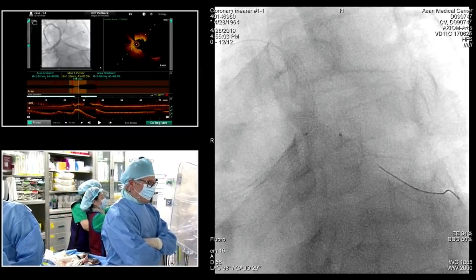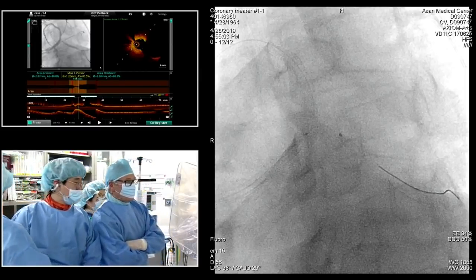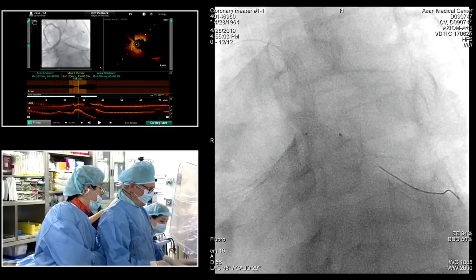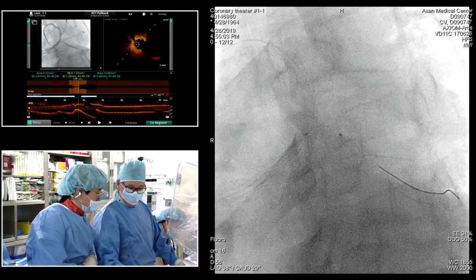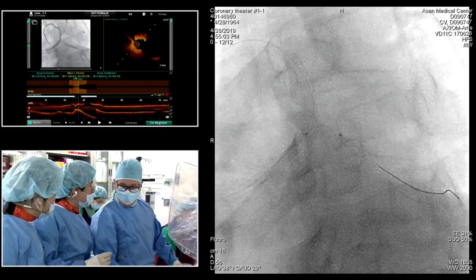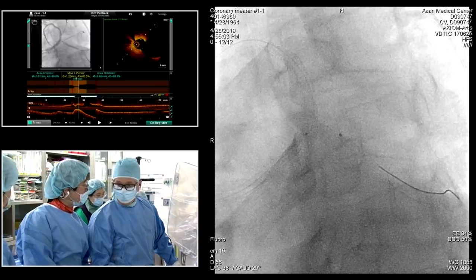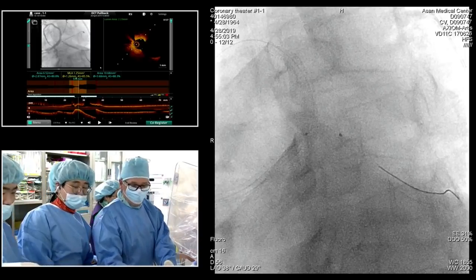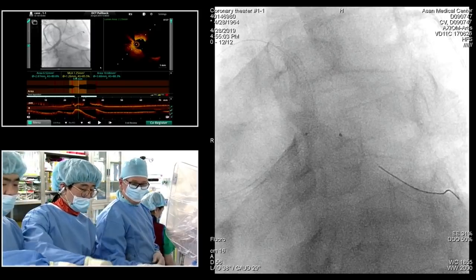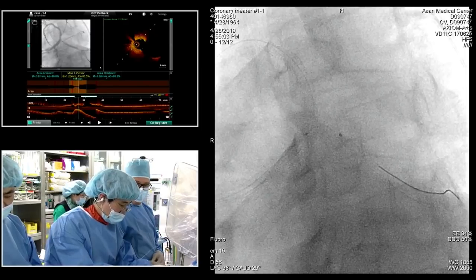So what will be your advice if we do not have a good result after the kissing balloon inflation? We prepare the non-compliant, semi-compliant 3.5. We don't have a 3.5 semi-compliant, so 3.5 non-compliant. Okay, we will try. Because TCB is not a non-compliant balloon, you will use the kissing non-compliant balloon first, then the TCB.